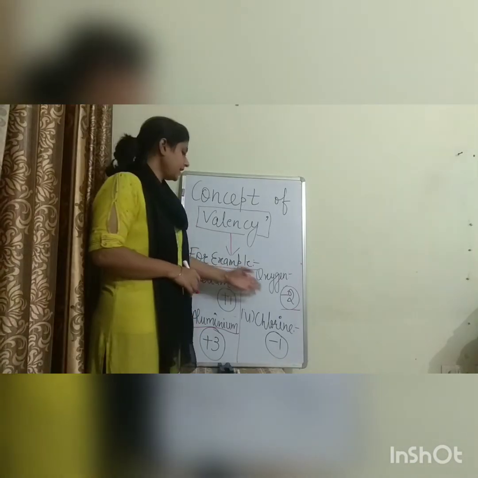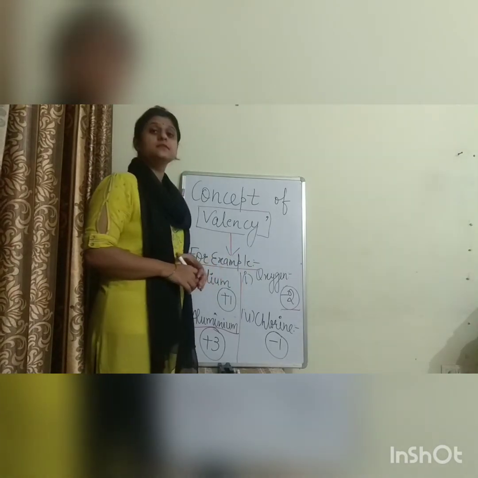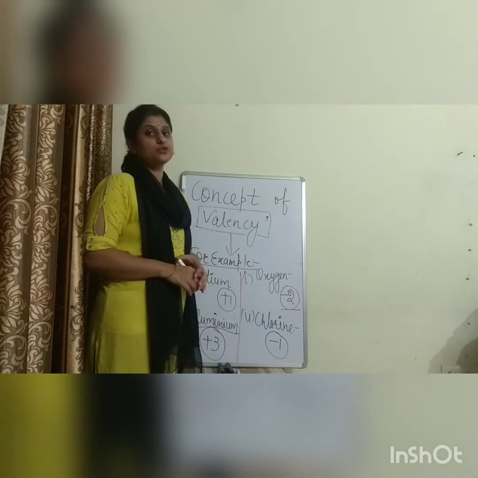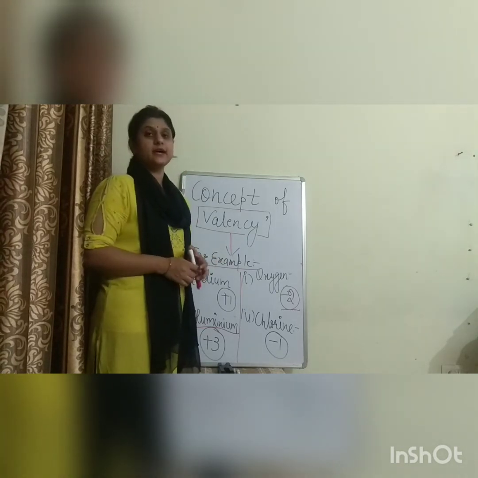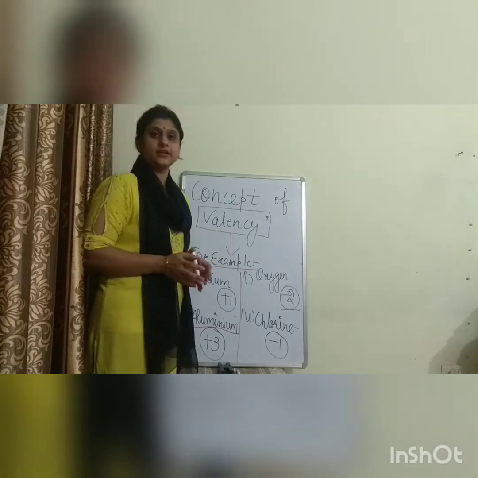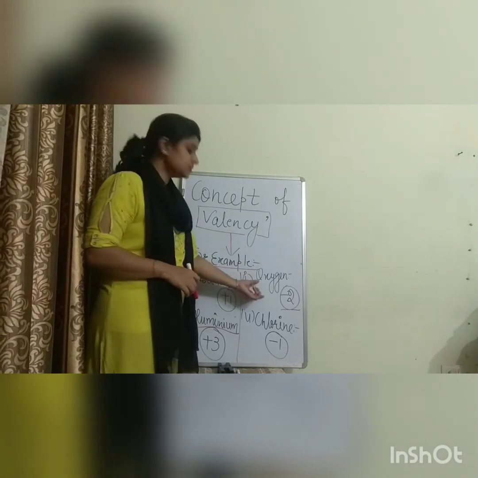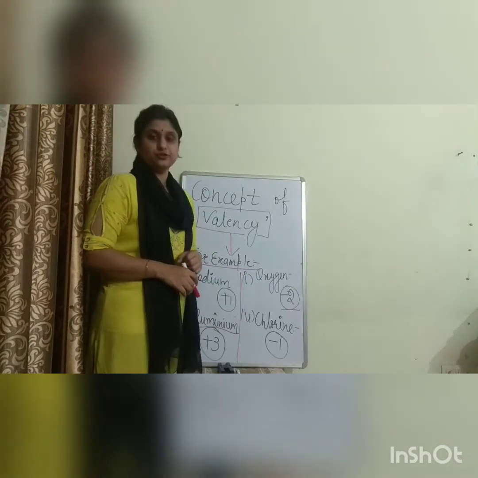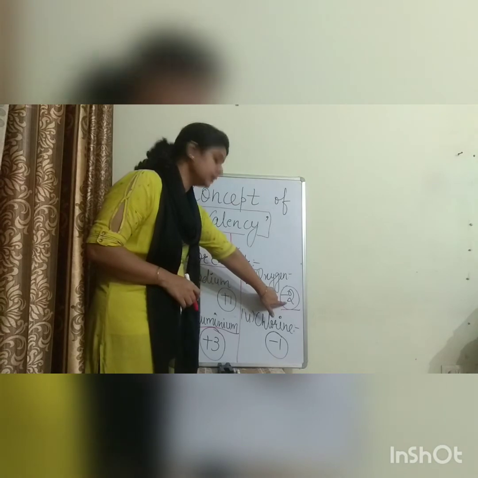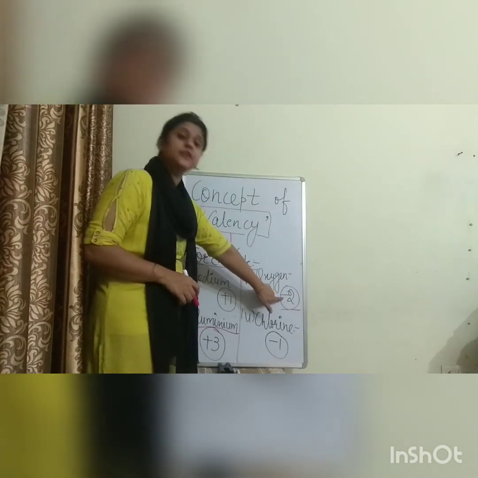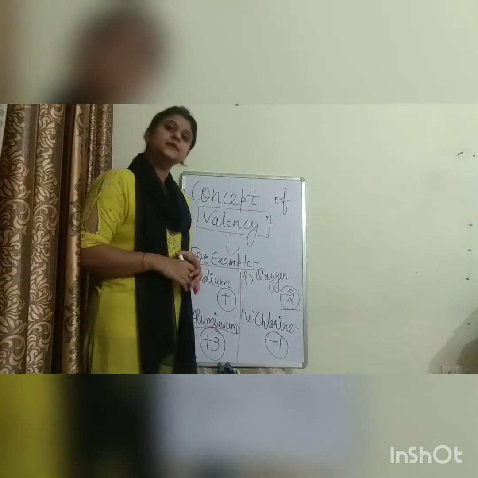Okay? I have oxygen, right? It has 6 electrons in its outermost shell. So, in order to get stability, or you can say in order to complete its octet, it needs 2 more electrons. So, the oxygen atom gains electrons from other atoms. That's why I have written its valency here as -2. And the negative sign shows here that it takes the electrons from other atoms.